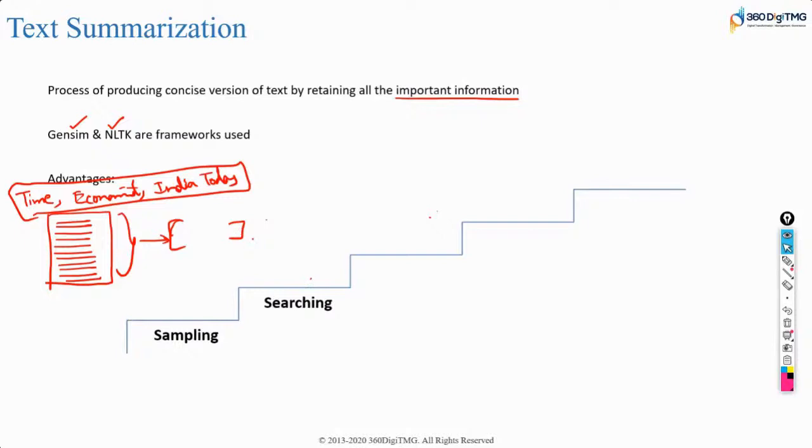Then you have searching. Summarizing the data, text summarization will help the search become faster. Instead of searching the entire document, it would just quickly scan for the important words and do it. This is how things work on your search engine, etc.